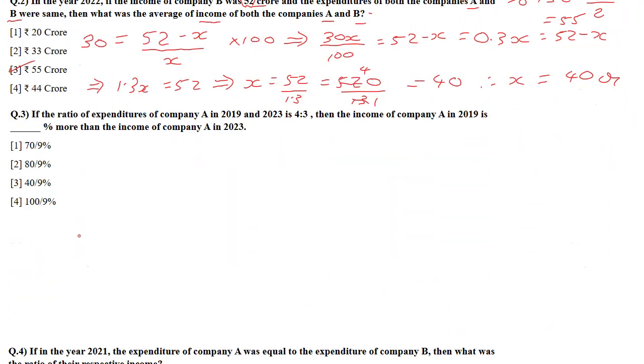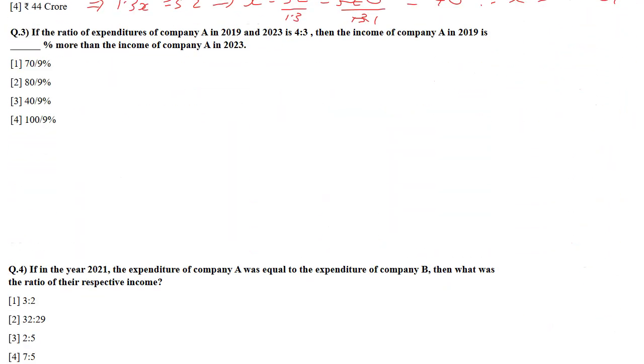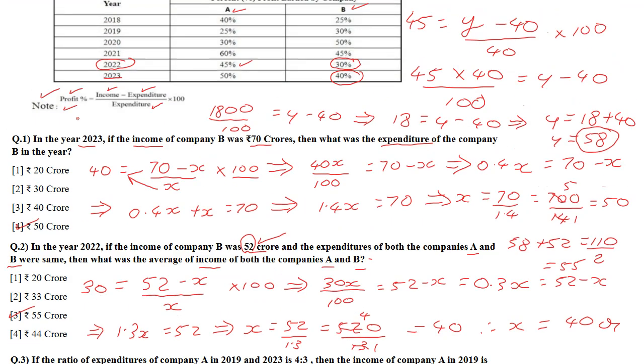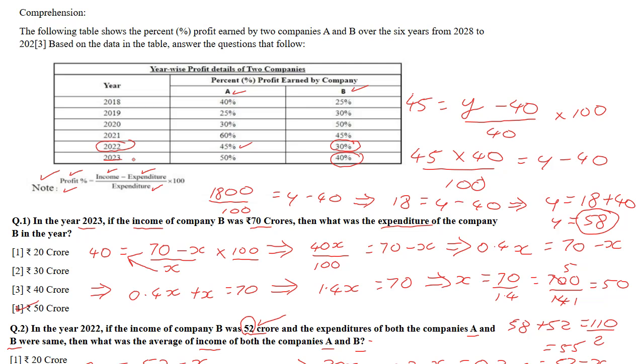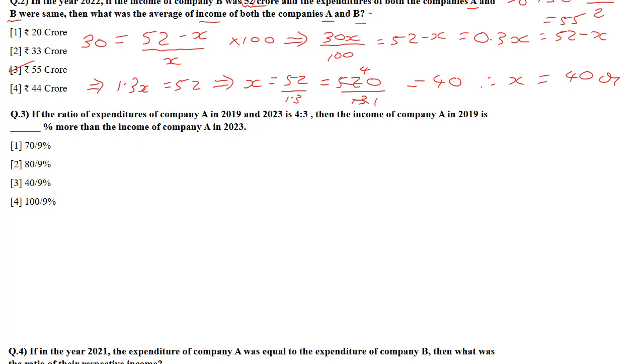Next question. If the ratio of the expenditures of company A in 2019 and 2023 is 4:3, then the income of company A in 2019 is, again, we need to calculate that. So what we're going to do is, again, keeping in mind the formula. And I'm going to go up once to write down the formula. Profit percent is equal to income minus expenditure upon expenditure into 100.